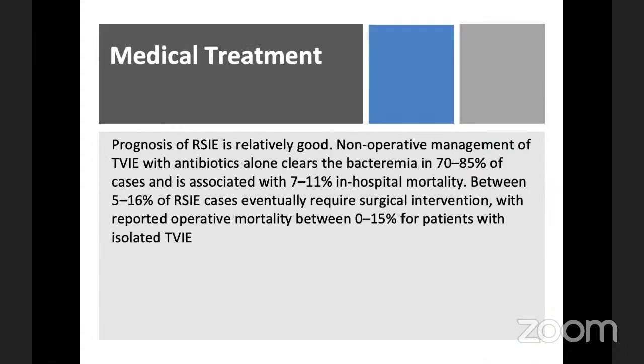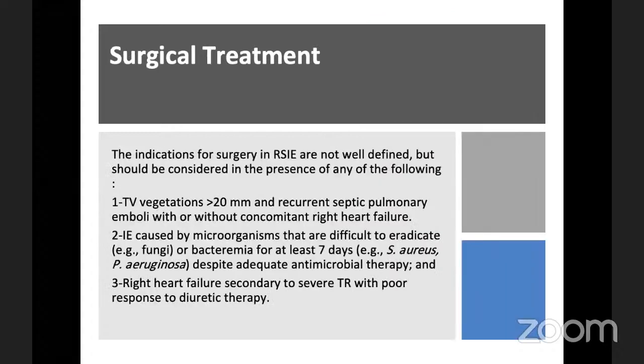Medical treatment for right-sided infective endocarditis is good. Non-operative management with only antibiotics clears bacteremia in more than 80%, associated with only 7 to 11% hospital mortality. Surgical treatment: surgical indications for tricuspid valve endocarditis are vegetation more than 2 centimeters and recurrent septic pulmonary emboli with or without right heart failure.